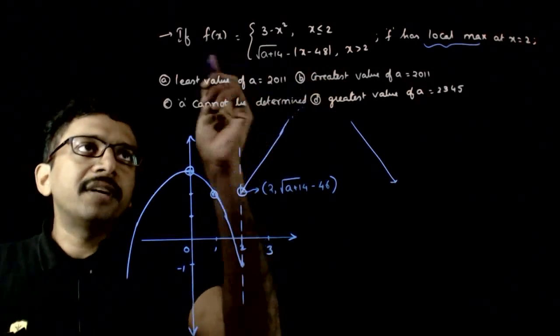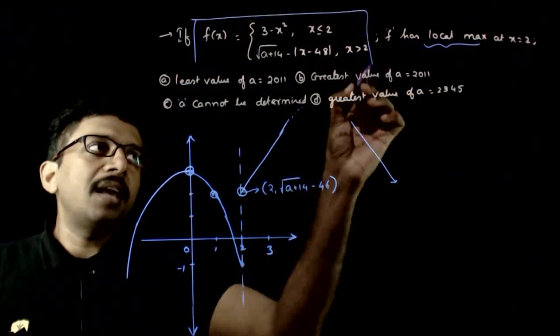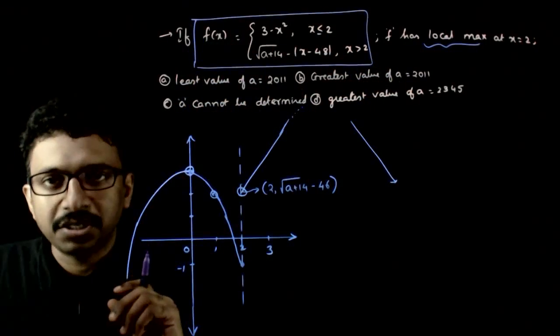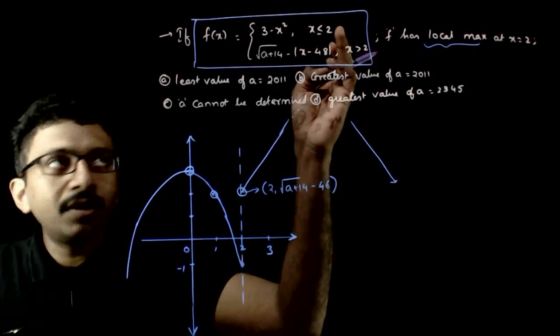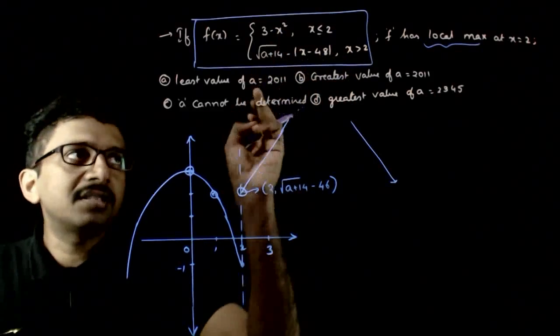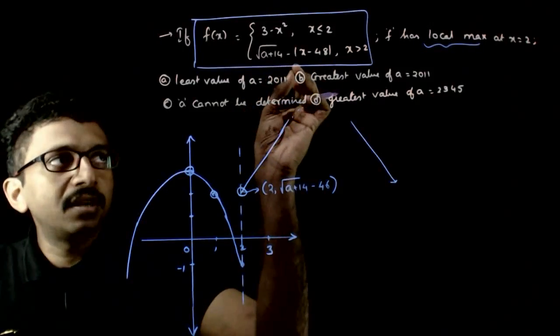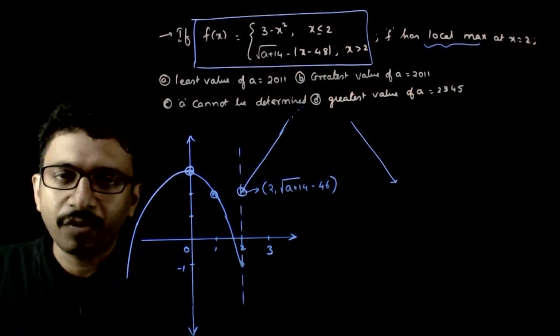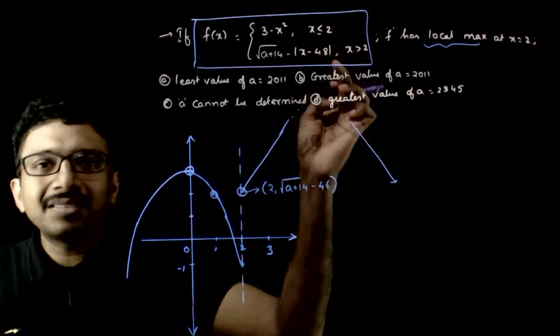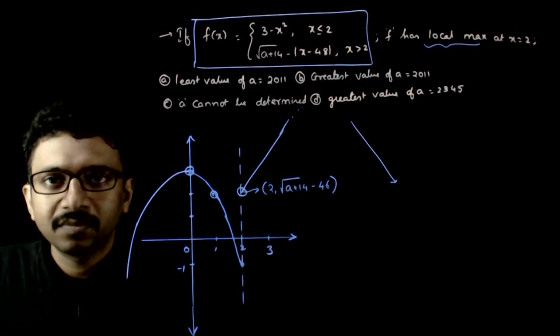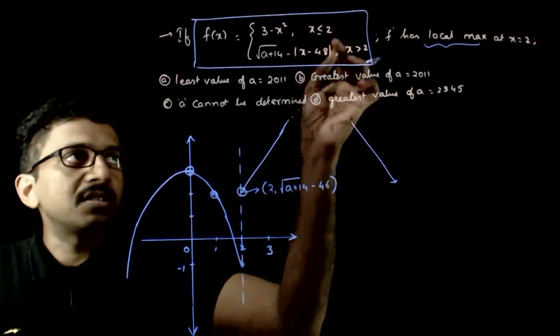You can see that f(x) is a piecewise defined function. When x is less than or equal to 2, you have the function 3 minus x². If x is greater than 2, you have the function √(a+14) minus |x−48|. So these functions are very easy to plot. Let us plot these functions.